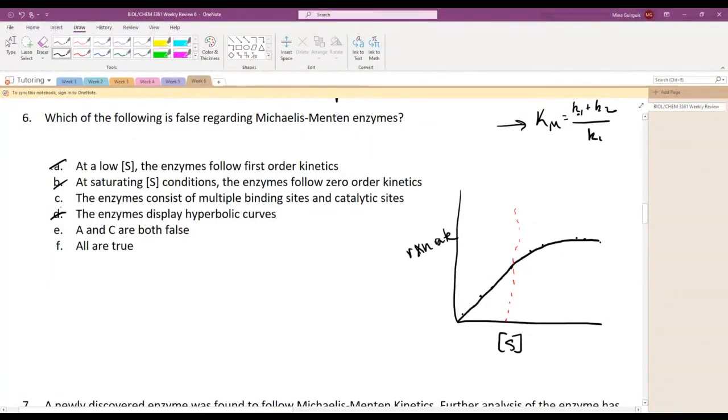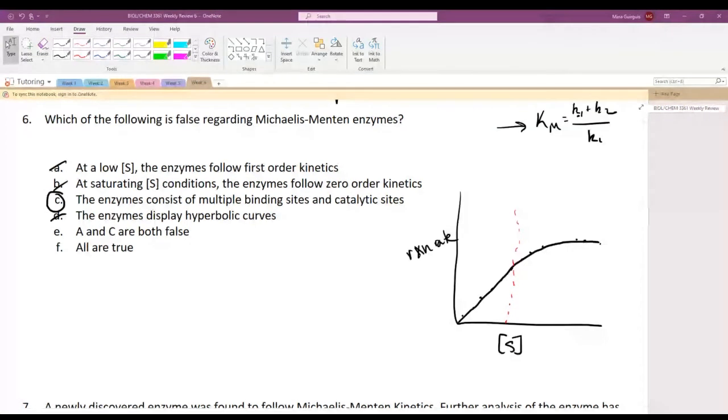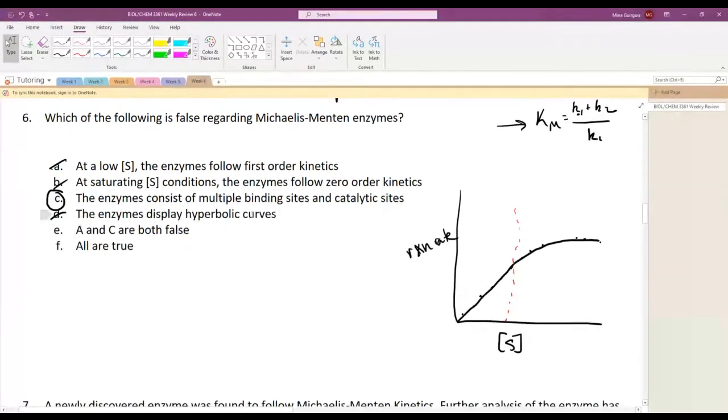But one of the most important details about Michaelis-Menten enzymes is that they cannot have multiple binding and catalytic sites. The reason behind that is because they're relatively simple reactions. Multiple binding sites and multiple catalytic sites would make this more complex, so they're not a part of Michaelis-Menten kinetics, because it describes general kinetics.